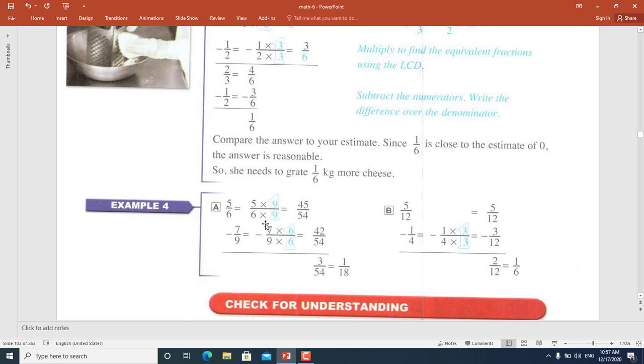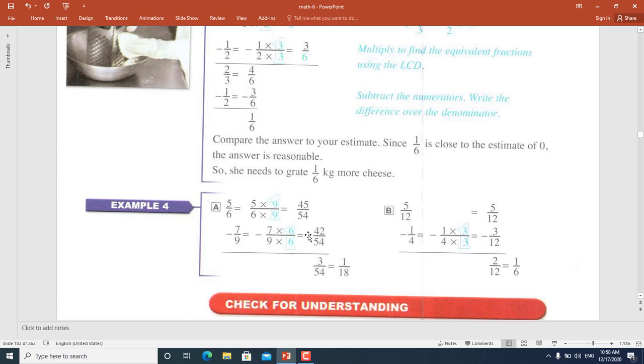When we multiply the denominator, we also multiply the numerator by the same number. 5 times 9 is 45. After that we have 7 over 9. This 9 will be multiplied by 6, and 7 will also be multiplied by 6, to get 54 in the denominator. 7 times 6 is 42. 9 times 6 is 54.